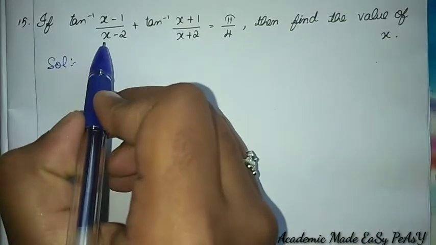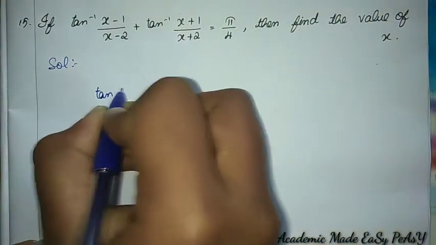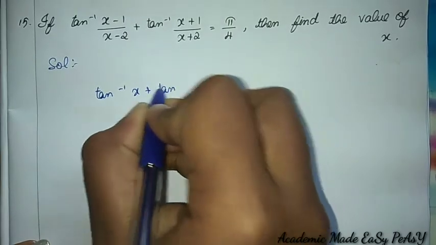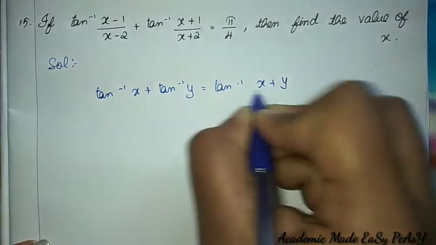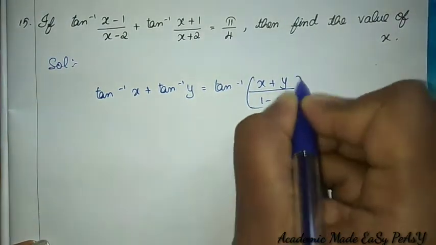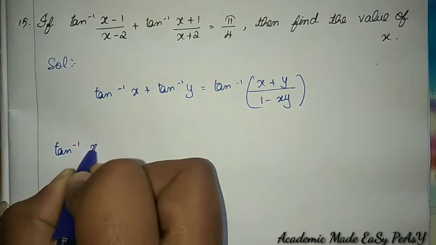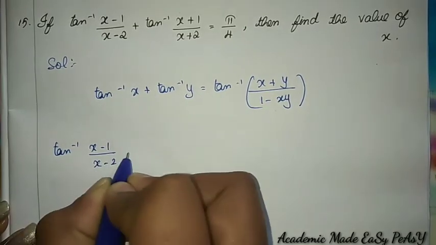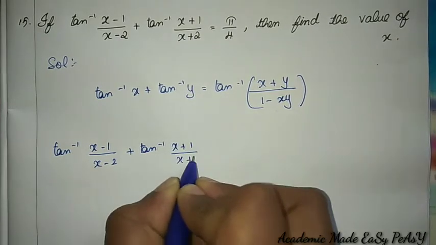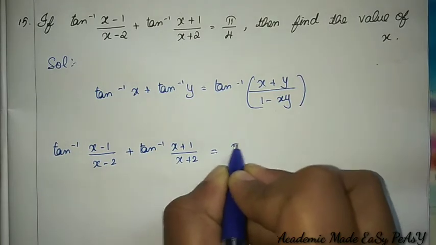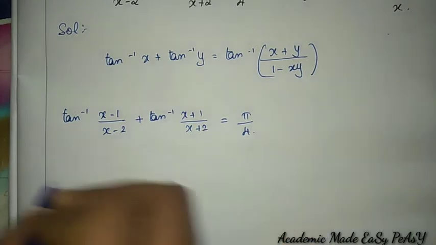So this is of the form tan inverse x plus tan inverse y. So I will use the formula: tan inverse x plus tan inverse y is equal to tan inverse of (x plus y) divided by (1 minus xy). This formula I will be using. Therefore tan inverse of (x minus 1) by (x minus 2) plus tan inverse of (x plus 1) by (x plus 2) is equal to pi by 4. Let this be as it is, and in the next step I will start applying the formula.